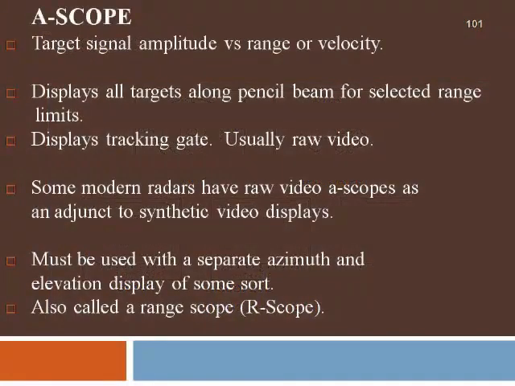What is this A scope? It's the target signal amplitude versus range or velocity. It displays all targets along pencil beam for selected range limits. It displays tracking gate, usually the raw video. Some modern radars have raw video A scopes as an adjunct to the synthetic video displays. It must be used with a separate azimuth and elevation display of some sort. Some people also call it R scope or range scope.